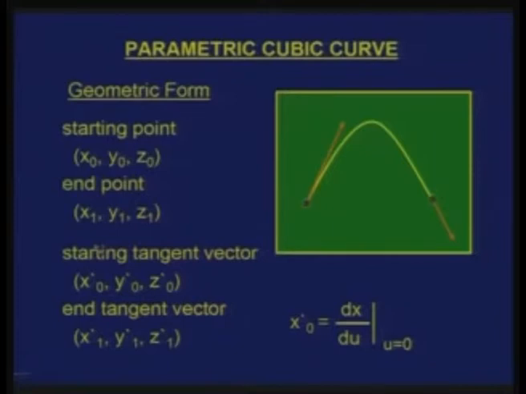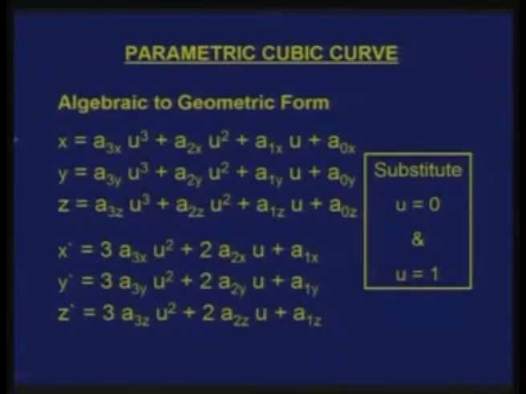earlier you had 12 unknowns, now you are supplying 12 inputs in geometric form, and I can solve for the algebraic form. For example, this was my algebraic form and these are the tangent vector equations. Now, I will substitute u equal to 0 and 1. I can solve for these unknowns, which are a3x, a2x, a1x, a0x, and if I solve these equations, in fact you solve independently for x, y and z.